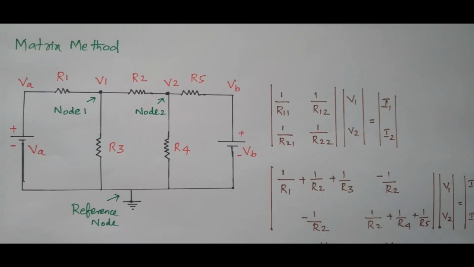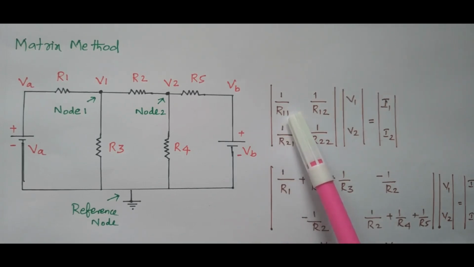First we will find the resistance matrix. What is available here? 1 divided by R11, 1 divided by R12, 1 divided by R21, 1 divided by R22. What is 1 divided by R11? R11 is nothing but the resistors connected in node 1. The 1 refers to the resistors connected in node 1. What are the resistors connected? R1, R2 and R3. These three resistors are connected at node 1. That is nothing but R11. So I can write 1 divided by R1 plus 1 divided by R2 plus 1 divided by R3.